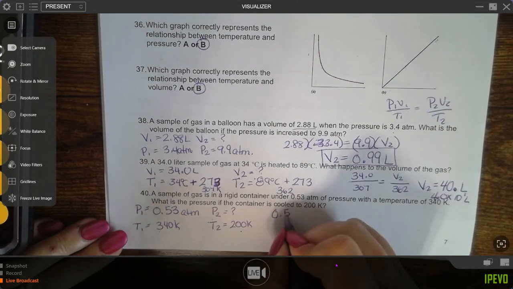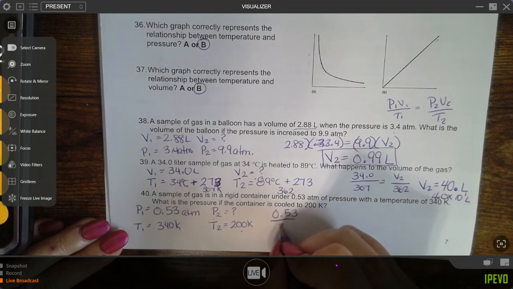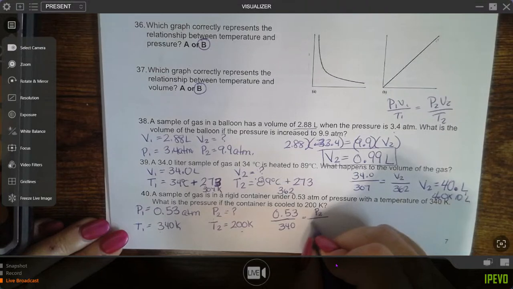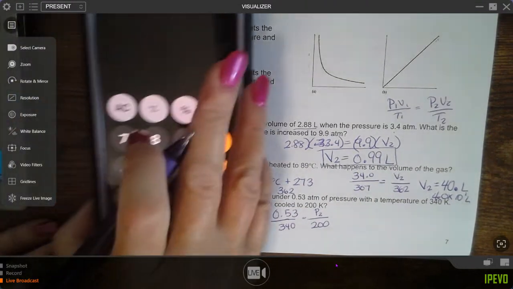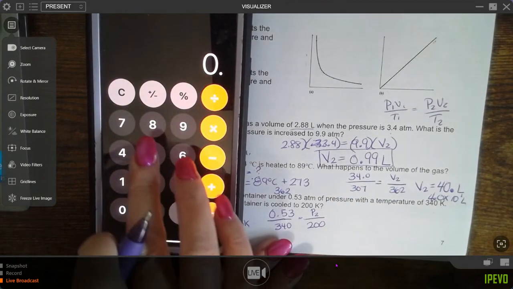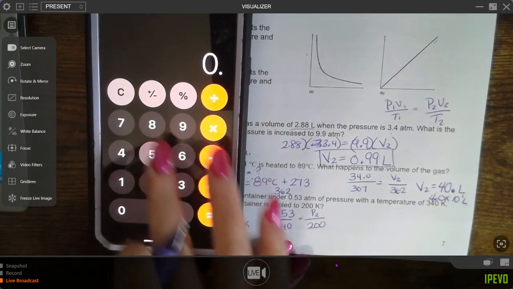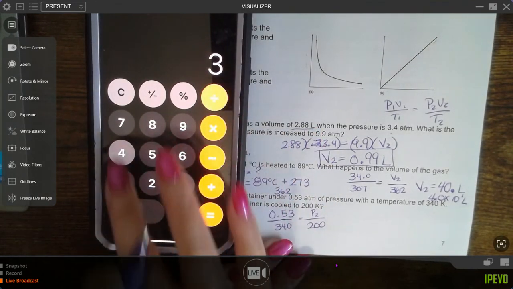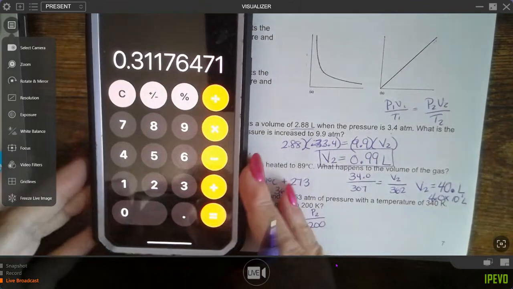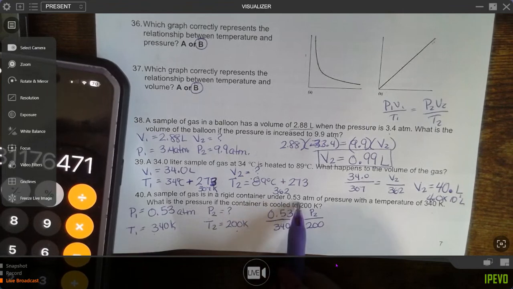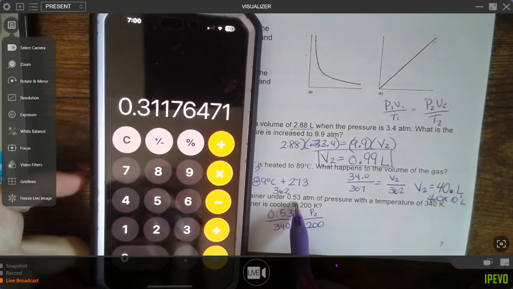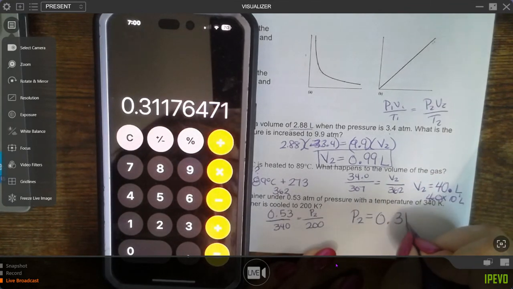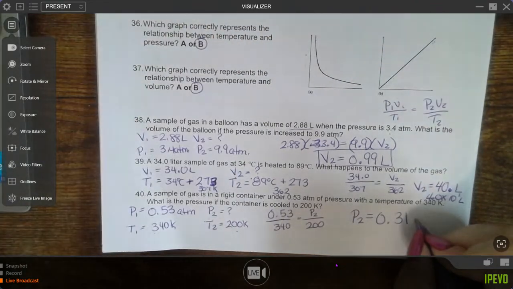So 0.53 over 340 is equal to P2 over 200. Okay. So again, I cross multiply and divide, so I'm going to do 0.53 times 200 divided by 340. I get 0.31176. So let's see, 2 sig figs. So I can have 2 sig figs. So P2 is going to be equal to 0.31, and that is atmospheres.